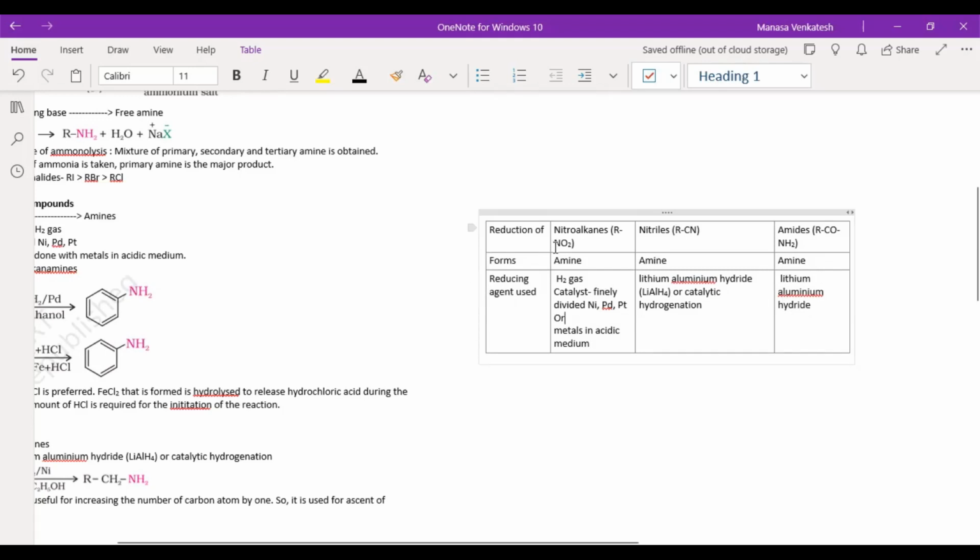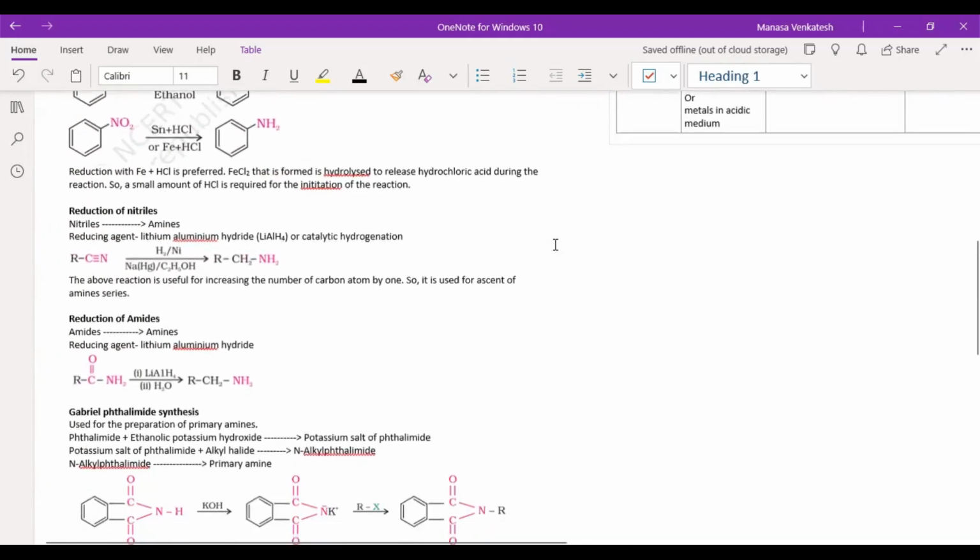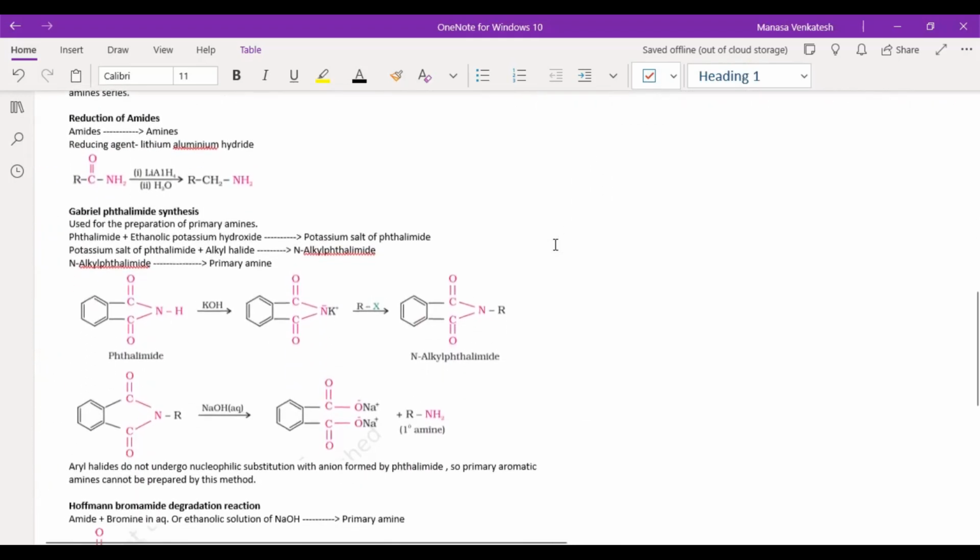If possible, put them all in a table and then learn. That way you might find it much, much easier to do it. The next one is going to be the Gabriel phthalimide reaction.